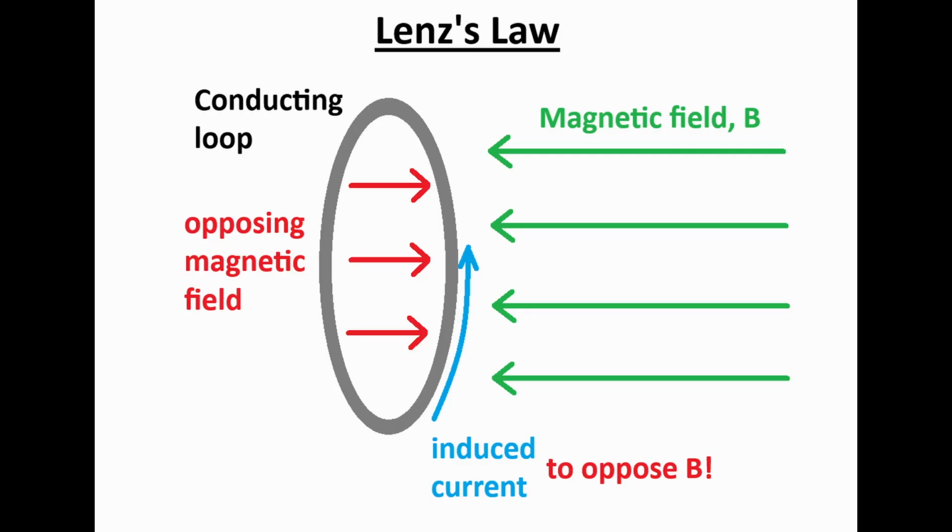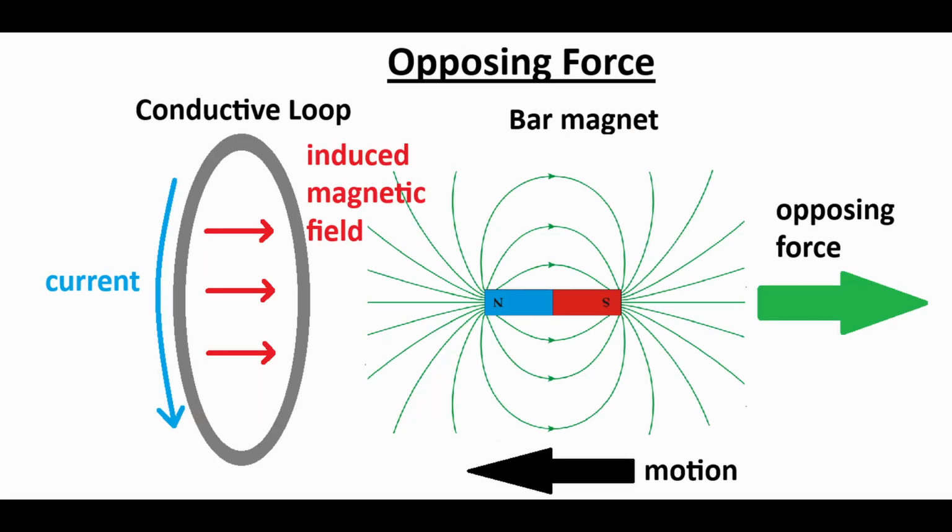Induction also involves forces and the transfer of energy. Lenz's law tells us that there's an opposition to the inducing magnetic field, which means there's also a force that opposes a magnet moving toward or away from a conducting loop. We have to do work or expend energy to apply this motion.